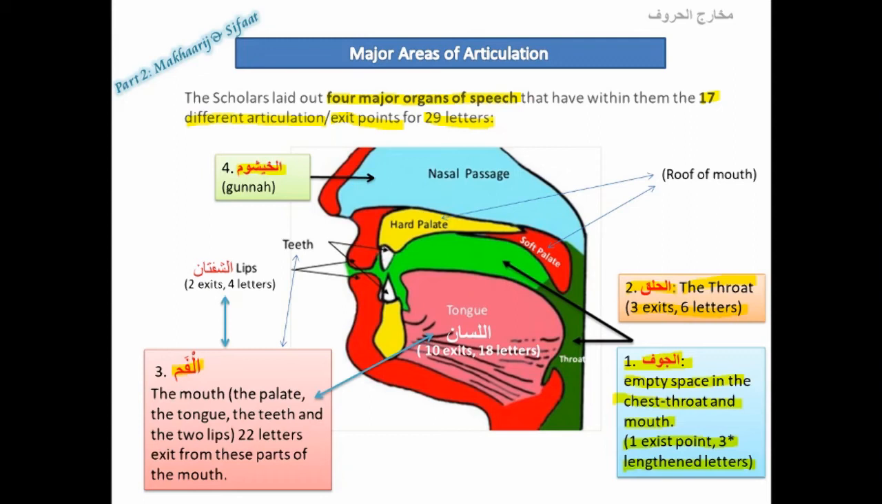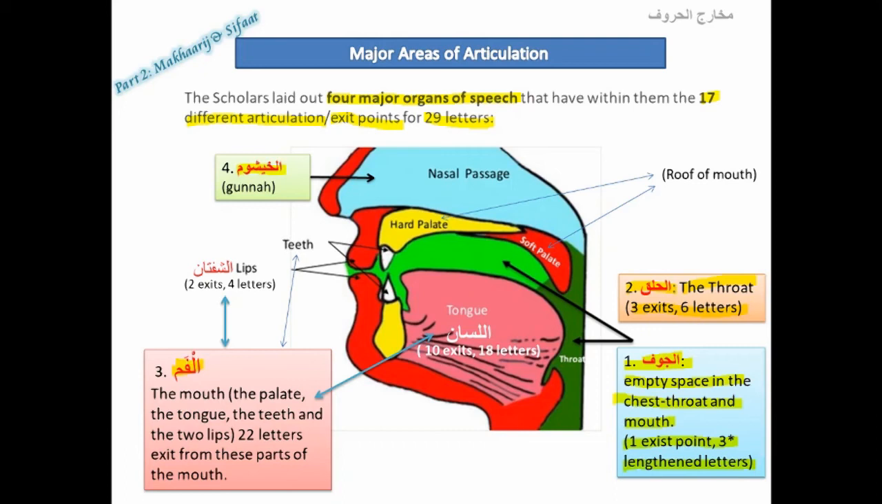But what differentiates them from each other is the qualities, the characteristics that are attached to each letter, giving them an individual identity and individual quality to help you pronounce them. So we've done al-jawf, al-halq, and the third one is al-fam.